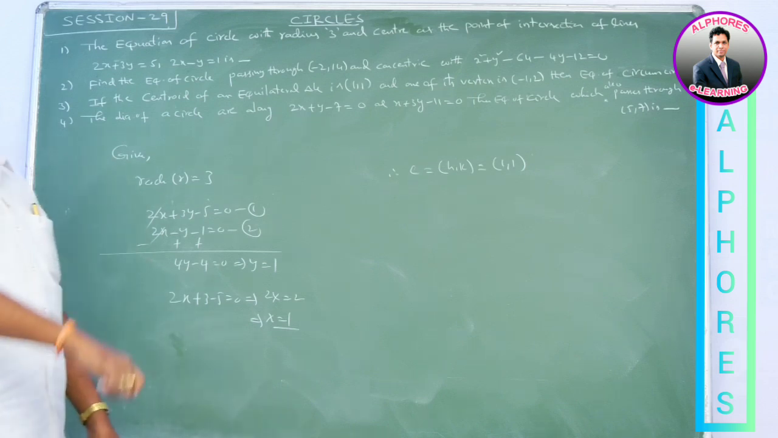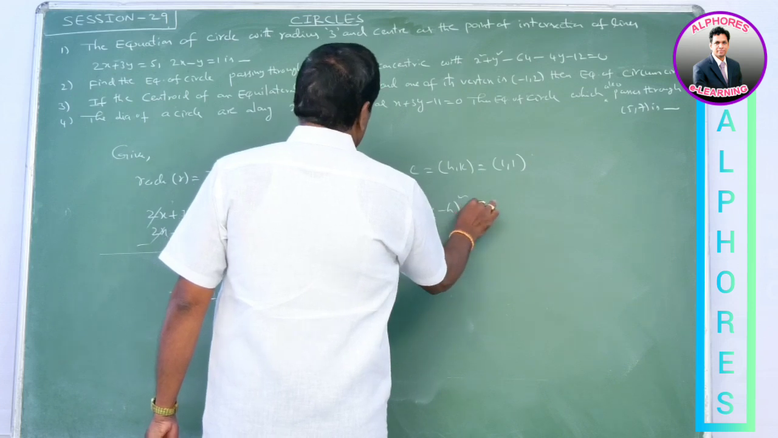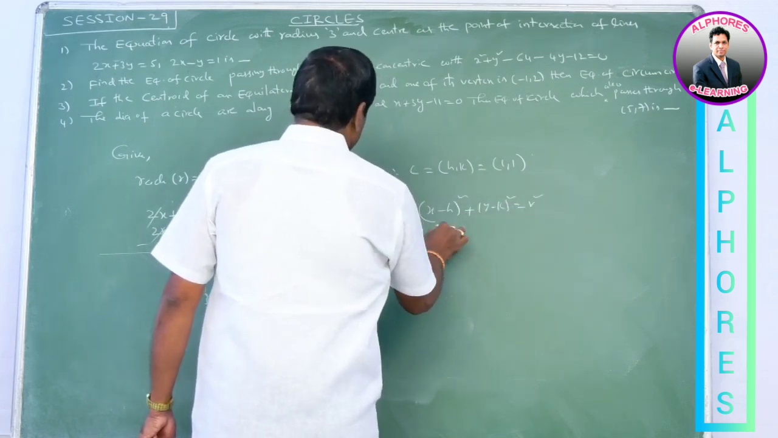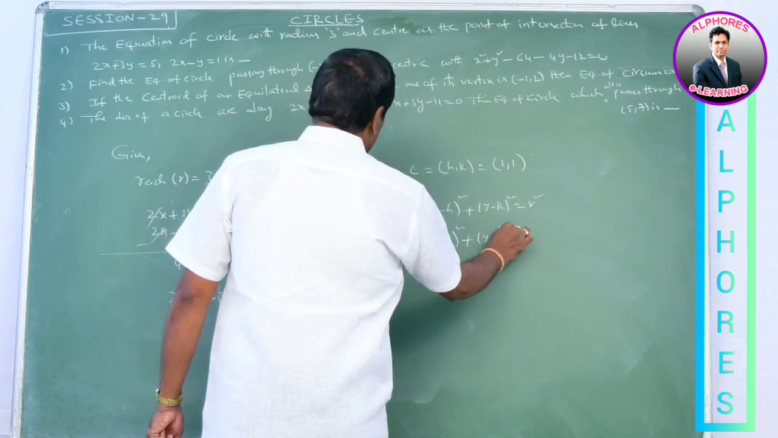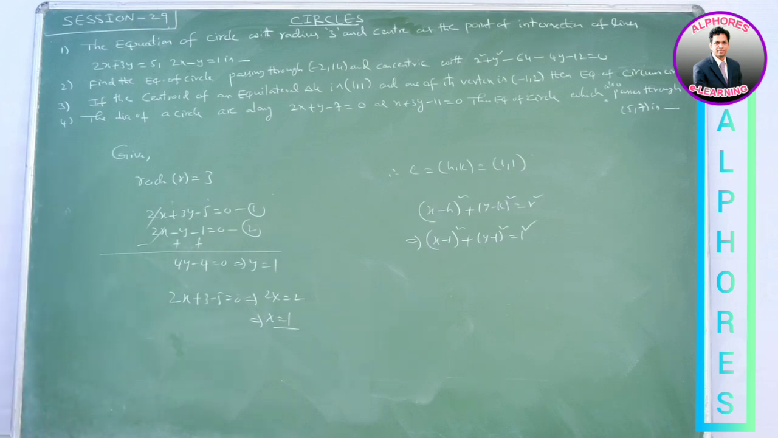If the center and radius are given, what is the equation of the circle? (x - h) whole square plus (y - k) whole square is equal to r square. So, the equation of the circle is (x - 1) whole square plus (y - 1) whole square is equal to 3 square. It is the equation of the required circle.